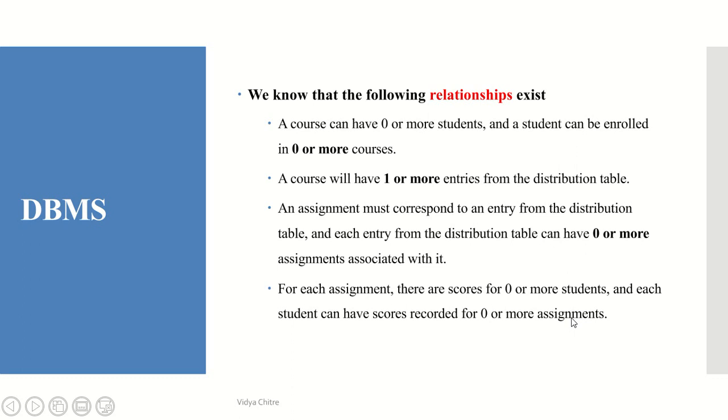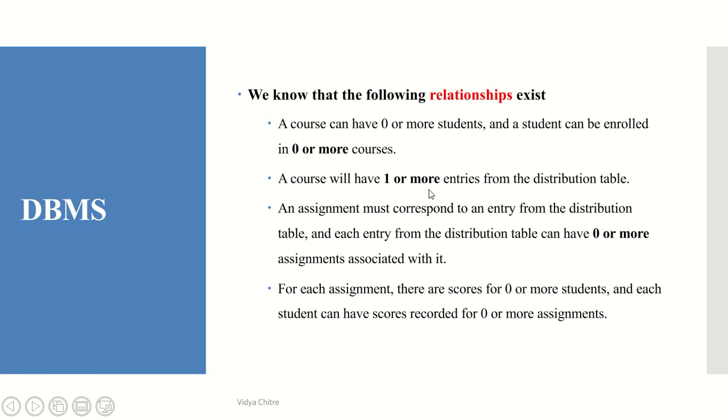Now the next task is to find out the relationships. For all these four different entities, we first need to identify how each entity is related to the others. First of all, we are taking a course. A course can have zero or more students, and the students can be enrolled for zero or more courses.